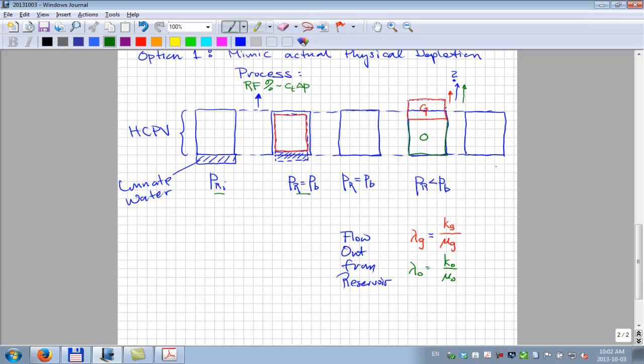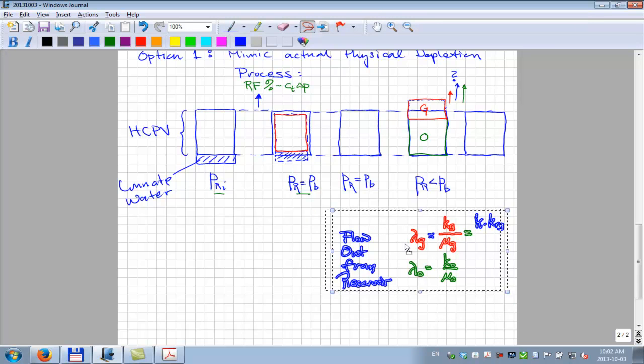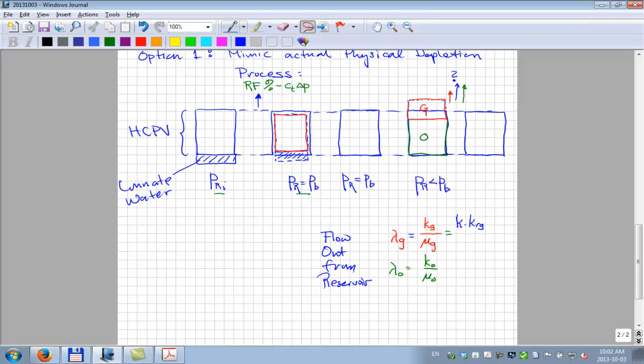Okay, help me out. Now, the permeability of gas is the absolute permeability, which is the same for both phases, 100 millidarcies or whatever, times what? The relative permeability of gas, which is a function of what? The saturation of the gas. Okay?